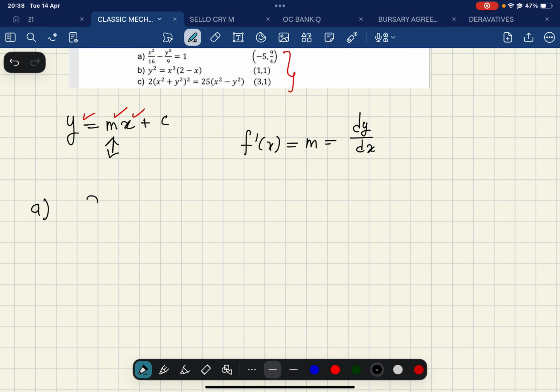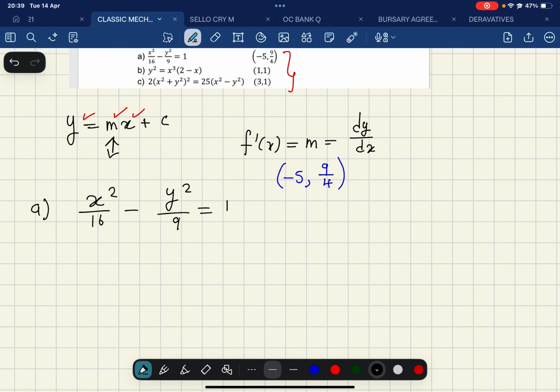So for you to find the gradient of letter A, so that you can find the straight line, we have x squared all divided by 16 minus y squared all divided by 9, which is equal to 1. And then we are given a point there, which is -5 and 9 over 4.